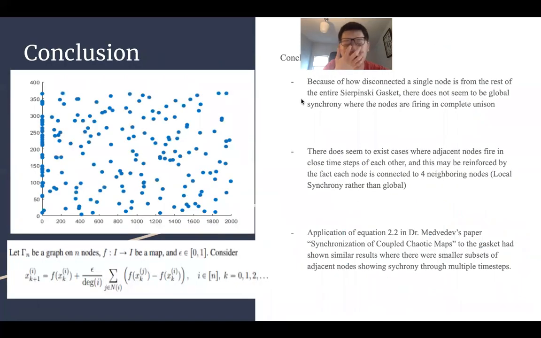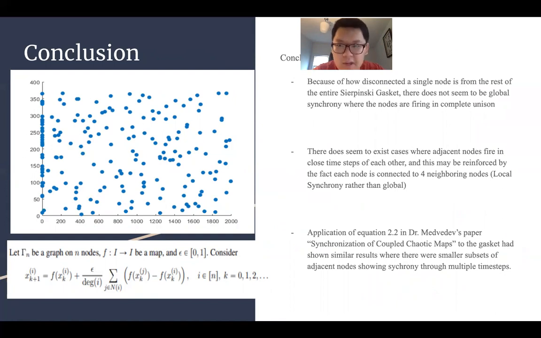And so some conclusions that we can make from these results are that there does not seem to be any form of global synchrony across the entire fractal, meaning that all of the nodes aren't firing at the same time. We don't see lines of dots showing that all nodes are firing at very similar, if not exact, time steps.